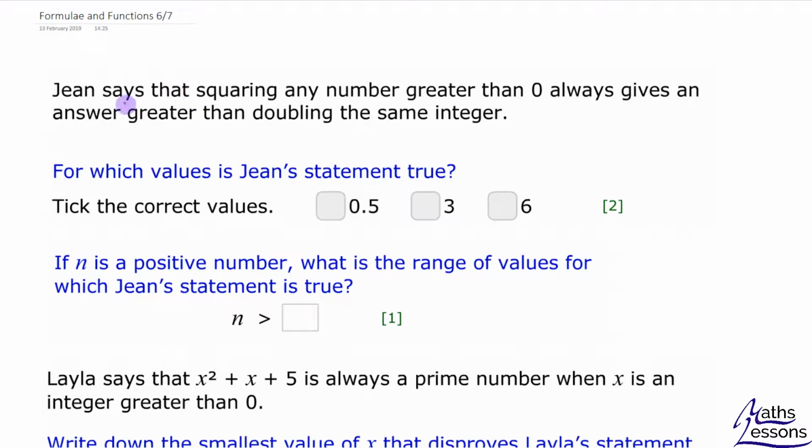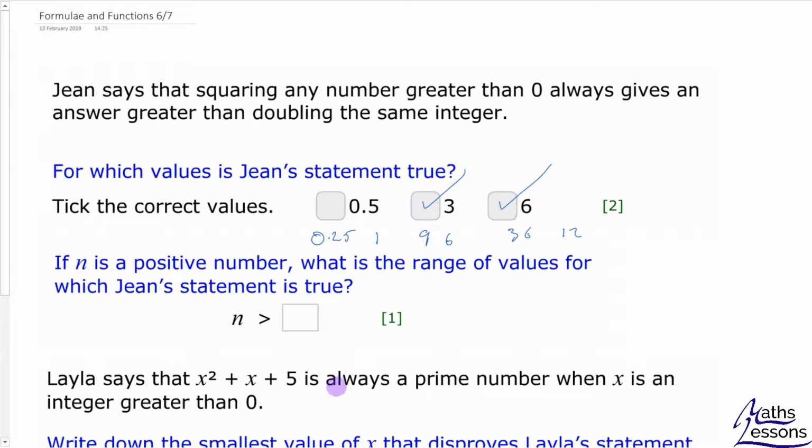Right, okay, so Gene says squaring any number greater than 0 always gives an answer greater than doubling the same integer. From which of these values is Gene's statement true? 0.5, if we square that, we get 0.25. And if we double it, we get 1. So squaring does not beat doubling, so we won't tick that. 3 squared is 9, and if we double that, we get 6. So that is true. And 6 squared is 36, double that, we get 12, so that's true too.